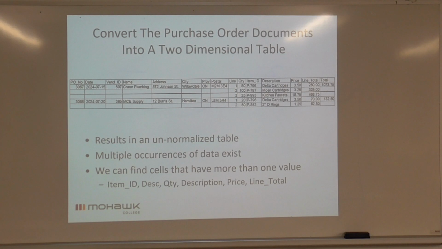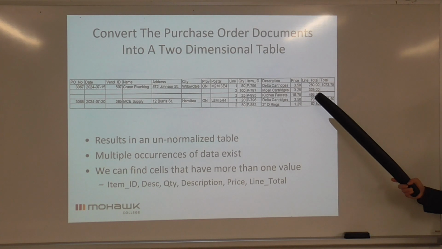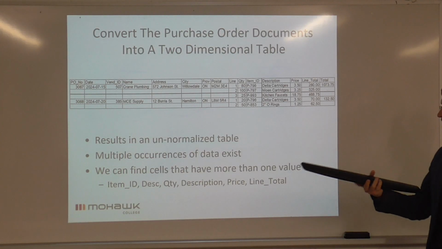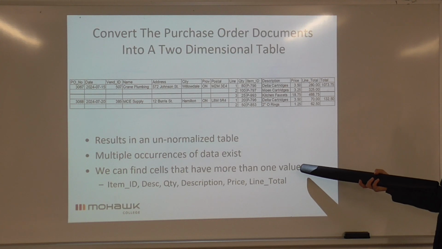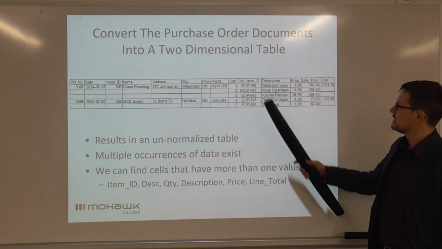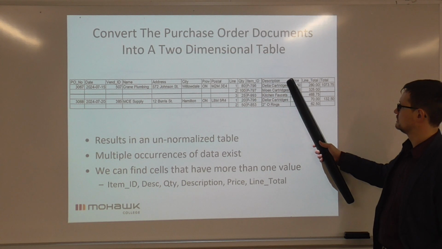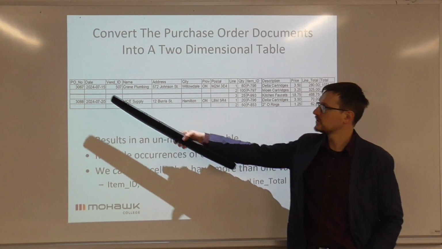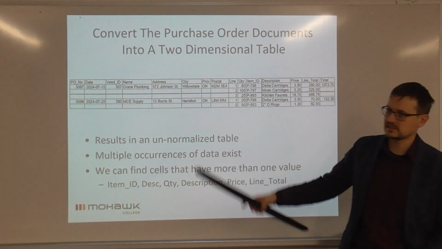So, this is our unnormalized data. Multiple occurrences of the data exist. We can find cells that have more than one value, this cluster here. But these cells that have only one per purchase order have blanks.